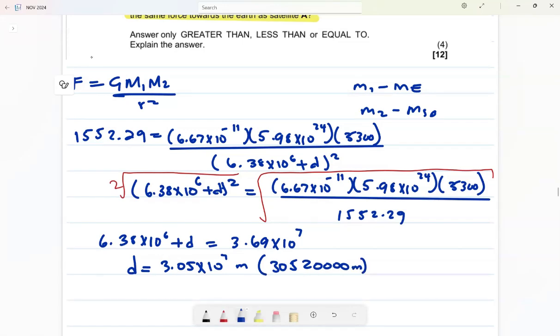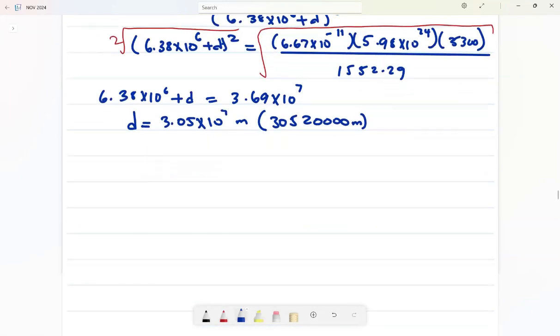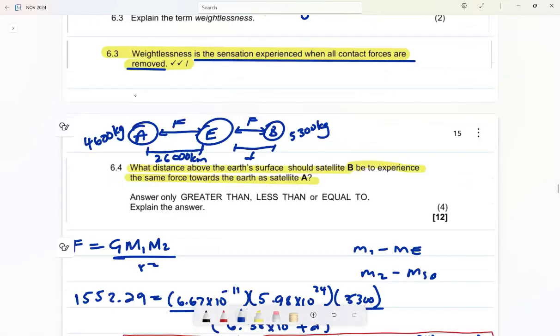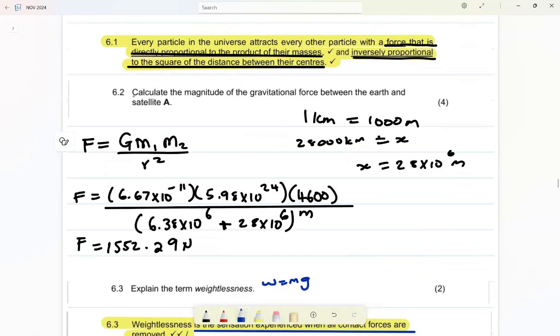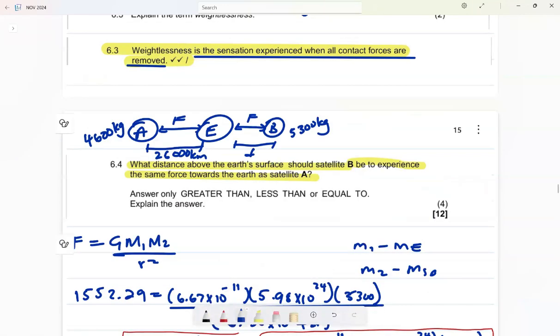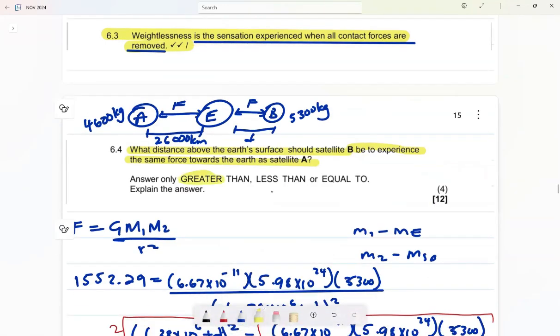So now the question is, should the distance be greater or less? Check, the distance here is 3.05 times 10 to the power of 7, but the distance here was how much? 28 times 10 to the power of 6. So now the answer is the distance should be greater.